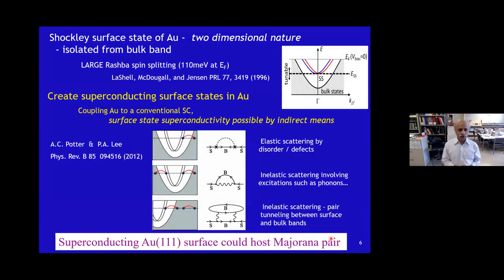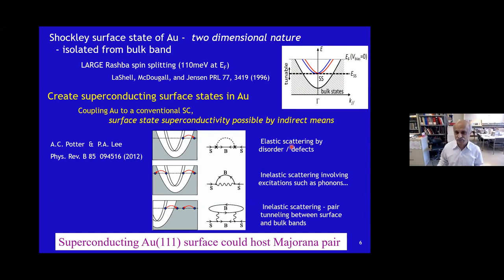Okay, so there are two things involved here. One is this gold surface state: as you can see here, the surface state band is isolated from the bulk band. Which means the superconductivity in the surface state is by indirect means. So to create a superconducting surface state, first of all, you have to get the bulk to be superconducting by proximity, and then you have to have some sort of interband scattering process.